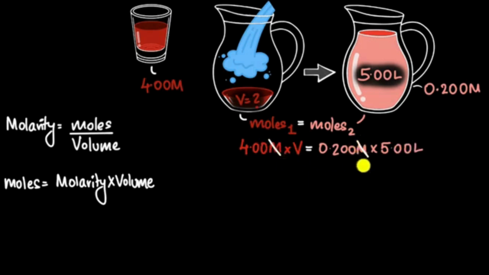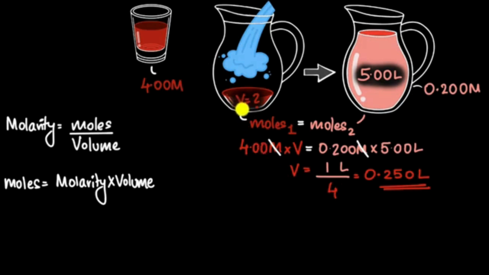Okay, so let's simplify this. The moles cancels out over here. On the right hand side, I have 5 multiplied by 0.2. 5 times 0.2 is 1. And then if I divide by 4 on both sides, I'll get 1 over 4. So I get V equals 1 liter divided by 4, which equals 0.25. And I'm going to put one more 0 over here because we have three significant figures over here. So 0.250 liters. That's the volume of the concentrated solution that I should take, and the rest I should add water to fill it up to 5 liters, and then I'll get 0.2 molar solution that I want.